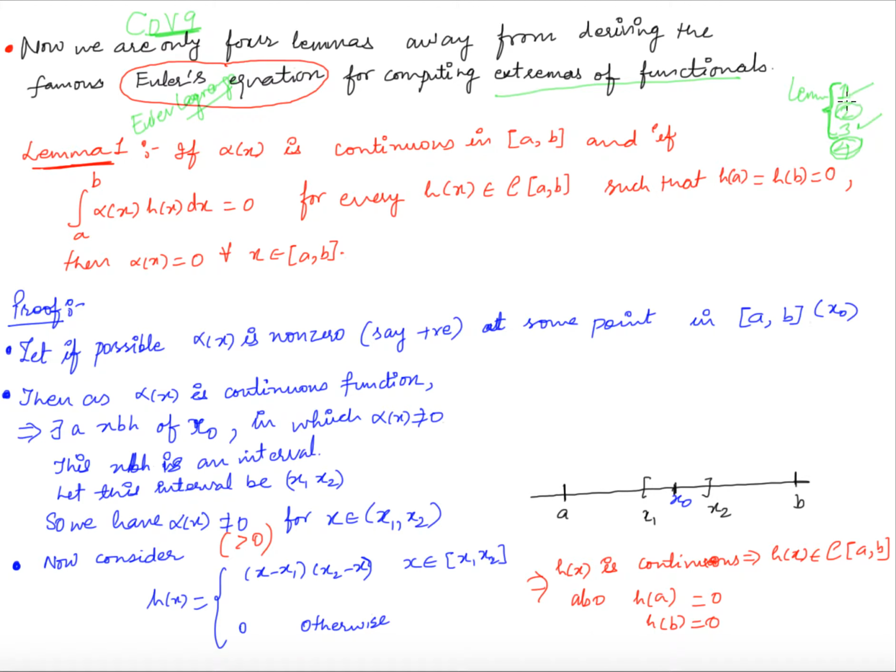Lemma 4 is the lemma we directly use to derive Euler's equation, and lemma 2 we will use to derive lemma 4. Lemma 3 we will need further, and lemma 1 is just background setting for deriving lemma 2. So let us start with lemma 1. They are very simple lemmas.